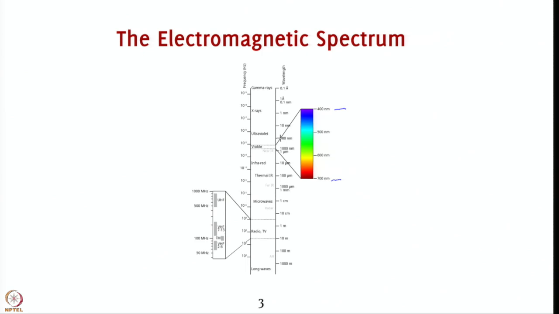But most of your communication systems operate in the infrared region. If you look at something like 10 micron, 100 micron and so on, or something like 1.5 micron, that is where optical communication happens. If you keep going, and generally people switch to the frequency notation, if you look at several tens of megahertz or kilohertz, that is where a lot of wireless communication happens.